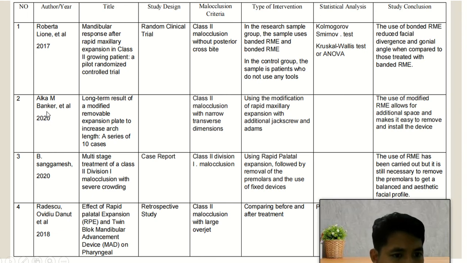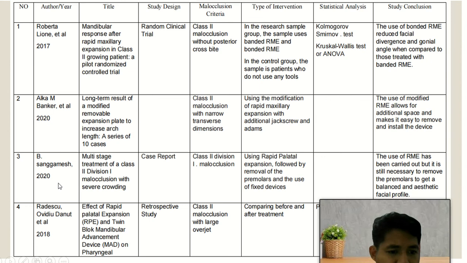And second, Alkaem Banker et al., 2020, with the title Long-term result of a modified removable expansion plate to increase arch length. Malocclusion criteria: class 2. Type of intervention: using a modification of rapid maxillary expansion with an additional jack screw and Adams clasps. The use of modified RME allows for additional space and makes it easy to remove and install the device.